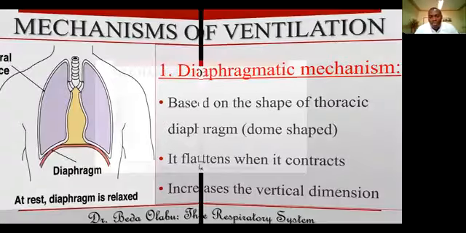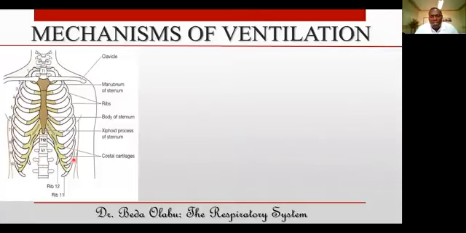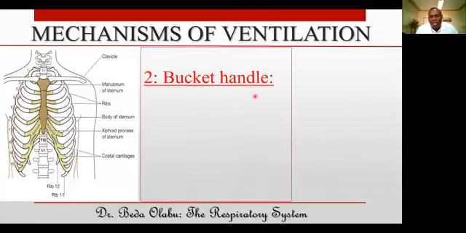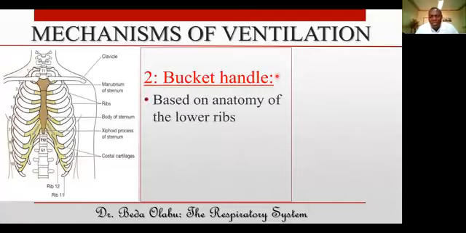The second mechanism of ventilation is known as the bucket handle mechanism. The bucket handle mechanism relies on the anatomy of the lower ribs. And specifically here, we are talking about rib number 8, rib number 9, and rib number 10. We are not talking about rib 11 and rib 12. This is because rib 11 and 12 are not attached to the others, so they can't really form what we are calling the handle of a bucket.